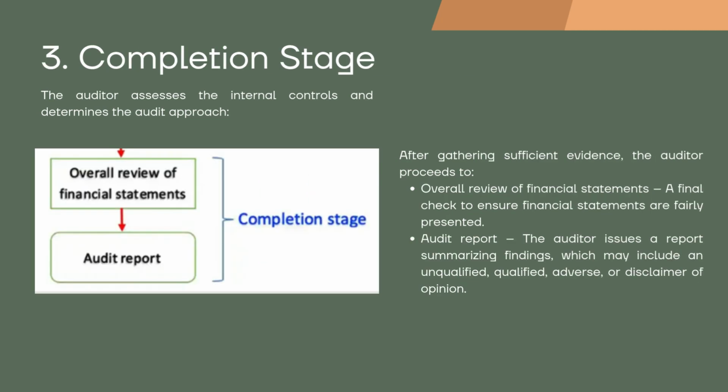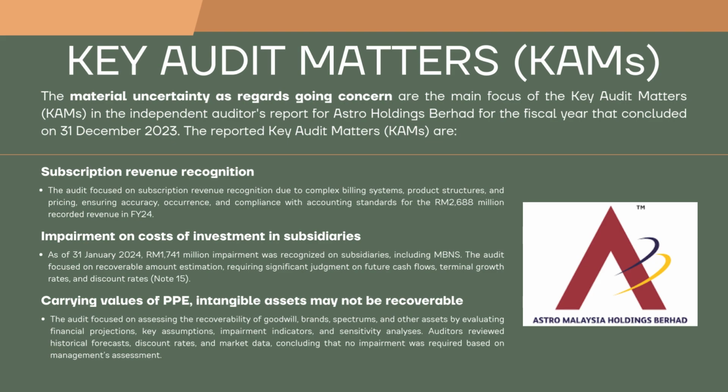And the last stage of audit process is completion stage. After gathering sufficient evidence, the auditor will proceed to overall review of financial statement, a final check to ensure financial statements are fairly presented. Audit report. The auditor issues a report summarizing findings which may include any unqualified, qualified, adverse, or disclaimer of opinion. And now we are going to move to the key audit matters of AAROON Holdings Berhad.